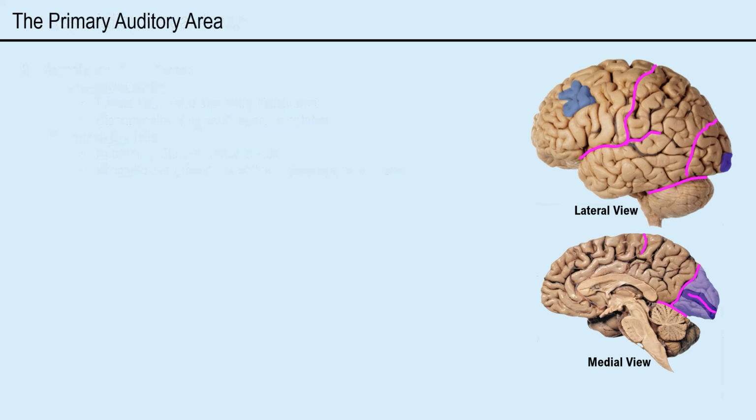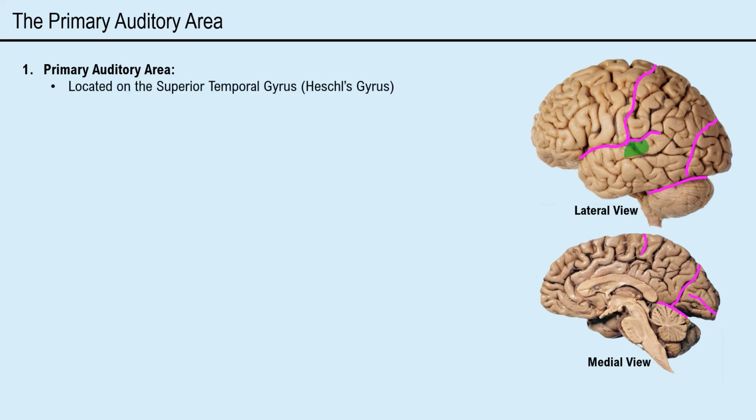Let's have a look at the primary auditory area. This is found within the superior part of the temporal lobe in a gyrus known as Heschl's gyrus. Information from frequencies are projected onto Heschl's gyrus from the cochlea. Again, this region is arranged very specifically. Because the area is associated with sounds or frequencies, this area is called tonotopically arranged.